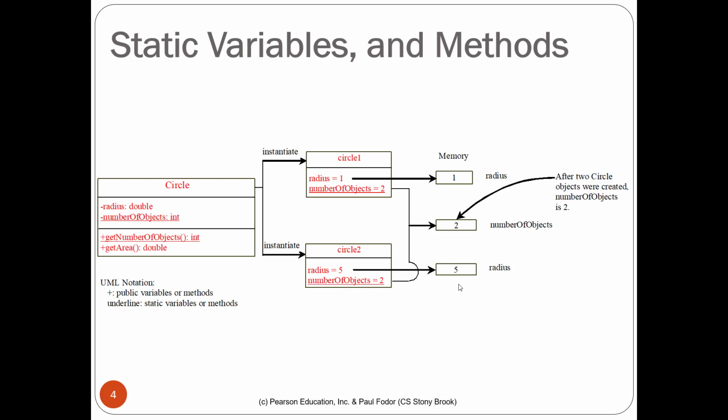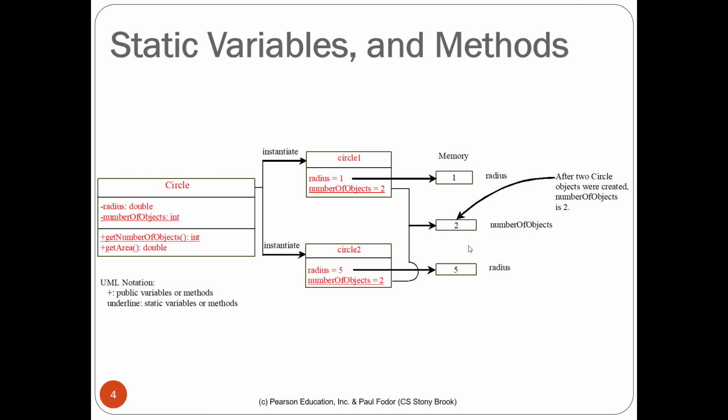Okay, so there's only one memory assigned for the data member number of objects. It will have the value 0 when you don't create any of these. But when you create the first object, that value is updated to 1. Later on, when you create the second one, the same value gets updated to 2.